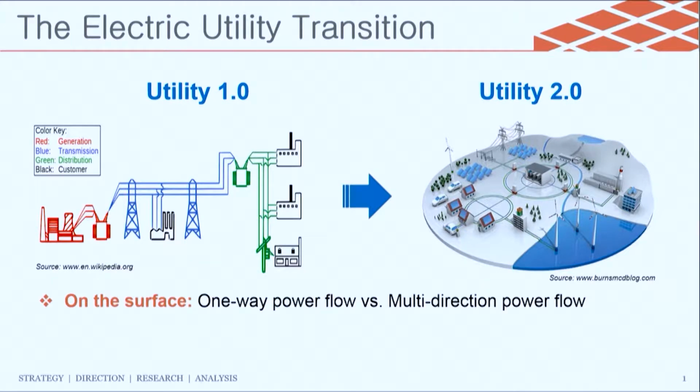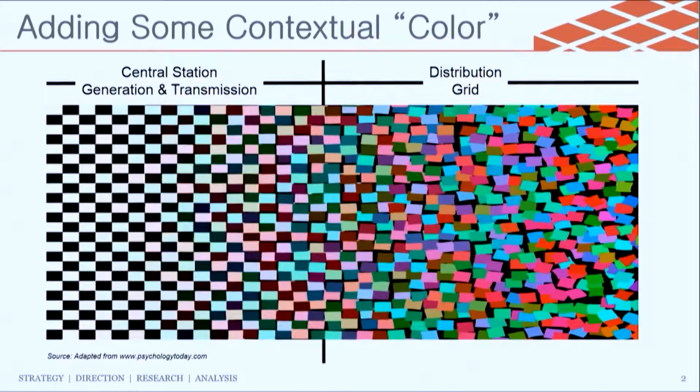On the surface, very simplistically put, this is about moving from one-way power flow to multi-directional power flow. However, what I want to get at is a little bit below the surface. From a utility and commission's perspective, it's about moving from an orderly and controlled environment to one that feels a little bit more complex, a little bit more chaotic. So let's unpack that a little bit more. Let's put some color to this.